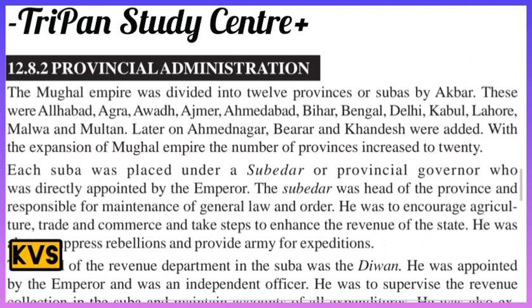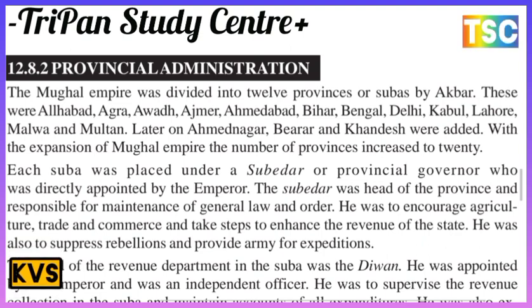Three Subas were added: Ahmednagar, Berar and Khandesh. With the expansion of the Mughal Empire, the number of provinces increased to 20. Each Suba was placed under a Subedar or provincial governor, who was directly appointed by the emperor.